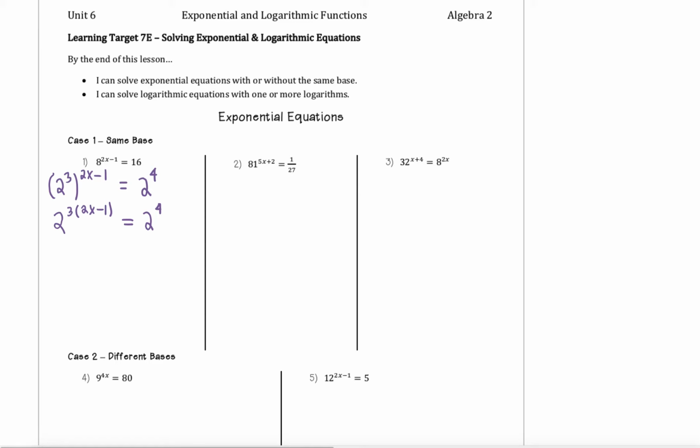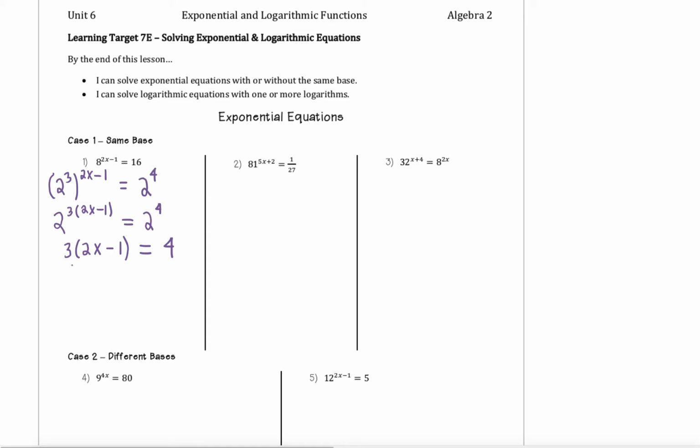From here, since we have the same base, we can set the exponents equal. So because I have 2 to something equals 2 to something else, that means that those two exponents, the 3 times 2x minus 1 on the left side, has to equal the exponent on the right side, which is 4. Now from here, this is an equation that we could solve.